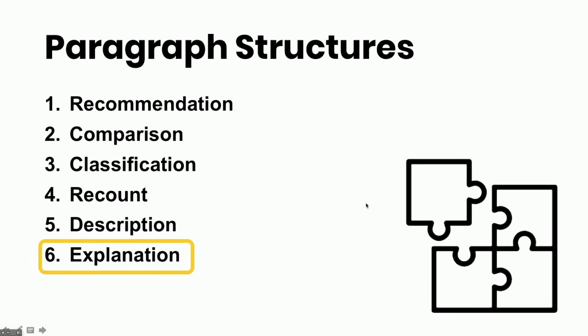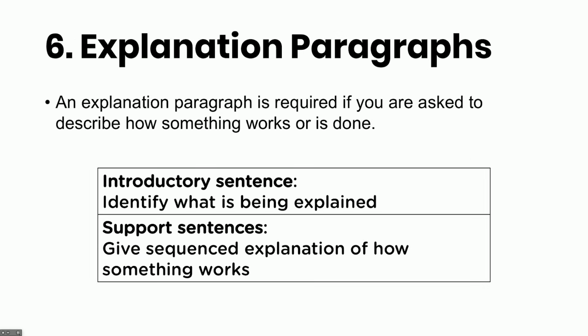Okay, the last critical paragraph structure is an explanation paragraph structure. An explanation paragraph is required if you are asked to describe how something works or is done. Okay, so this could be, let's say you're a doctor and you're writing to a home care nurse, or you're a home care nurse and you're writing to someone who's going to be visiting a patient. You need to describe how something is done.